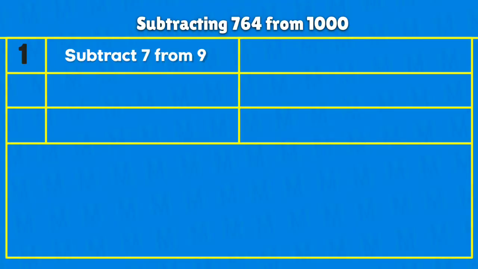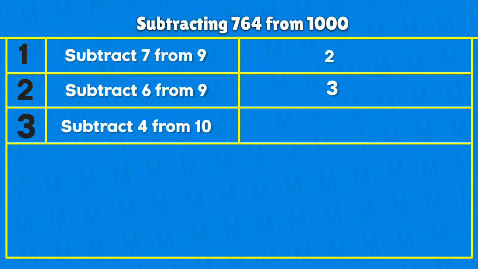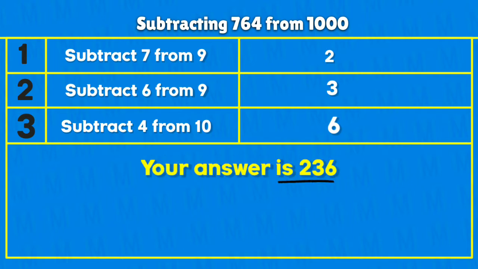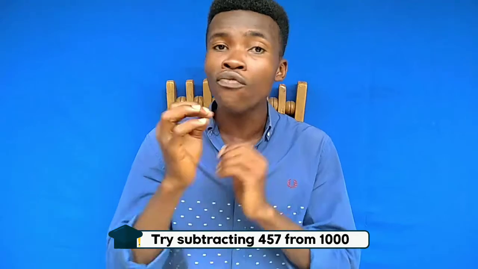Step 1, subtract 7 from 9, which is 2. Step 2, subtract 6 from 9, which is 3. Step 3, which is the final step, subtract 4 from 10, which is 6. Your answer is 236. Simple. Now try subtracting 457 from 1000 and leave your answer in the comment section below.